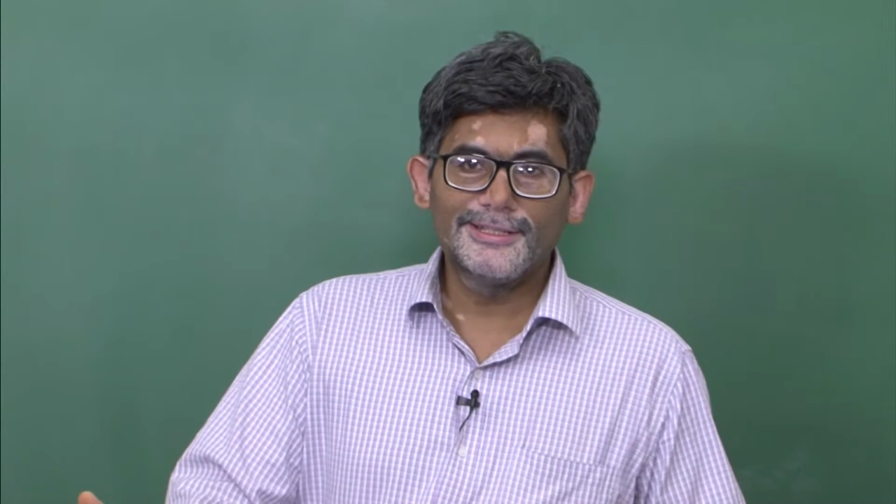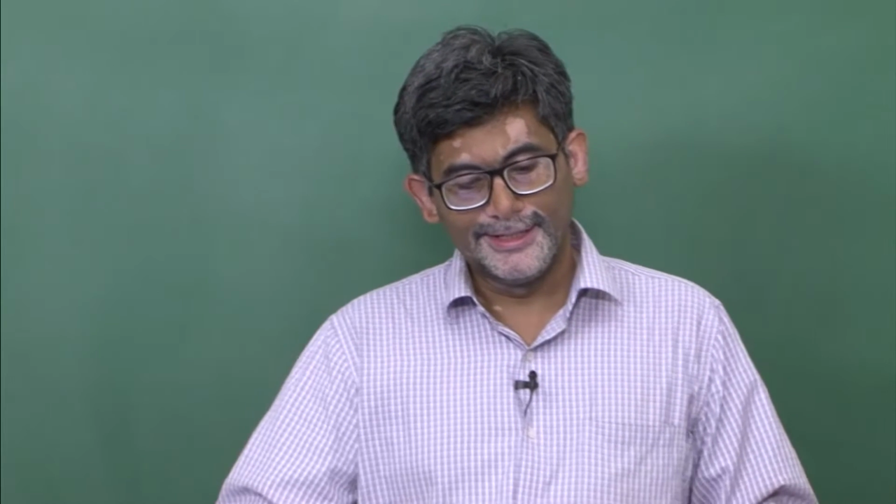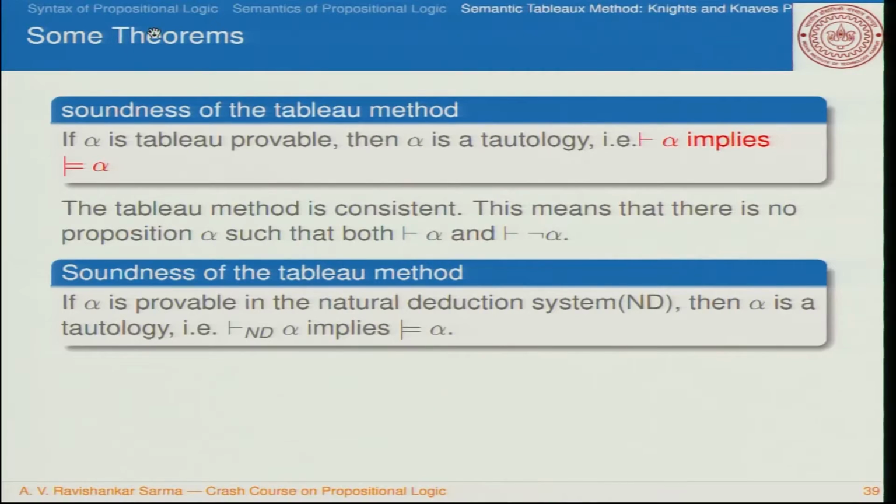The tableau method is also said to be consistent, and this means that there is no proposition alpha such that you can derive both alpha and not alpha. So the tableau method is considered to be sound, consistent, etc. All the things that you have done in the case of propositional logic by using so many other theorems can be done by using the semantic tableaux method. In the same way, you can show that the natural deduction method is sound, consistent, etc. Like this, you can say the tableau method is also sound, consistent, etc.